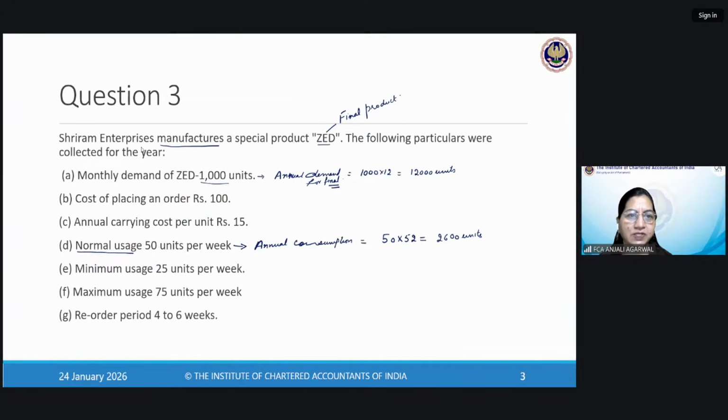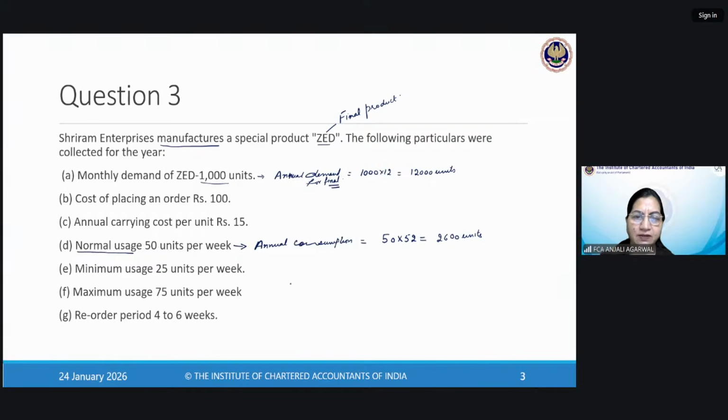So looking at this question, Shriram Enterprises manufactures a special product Z, and these are the particulars for the year collected. The monthly demand for Z is 1,000 units. That means 1,000 into 12, 12,000 units are what you manufacture in a year. The cost of placing an order is 100, annual carrying cost is 15. So these are two pieces of information related to your EOQ.